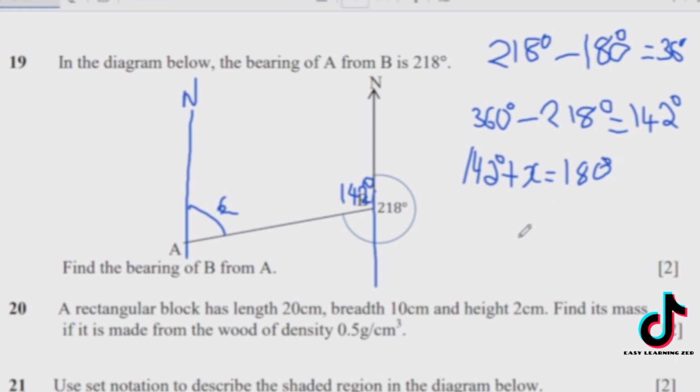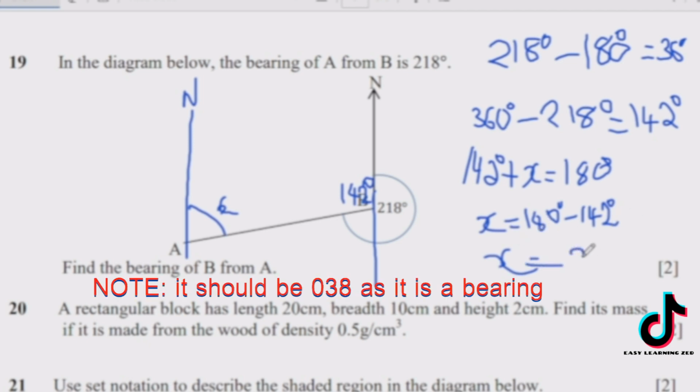Now, once we have done that, we can put like terms together. Then we can say x is equal to 180 degrees minus 142 degrees. Because it has crossed the equal sign, that's why it has become minus. Then x is equal to the difference of this and this, which is 38 degrees.